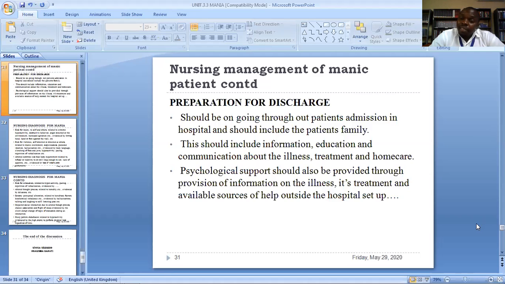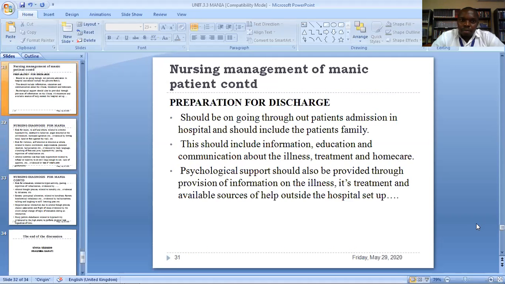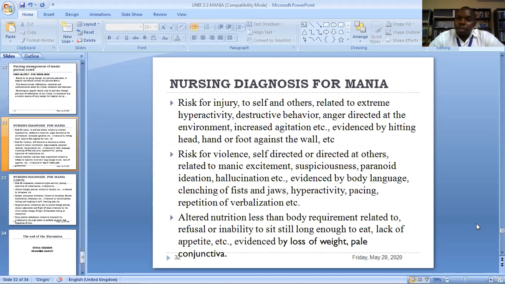Involve some diversional therapy where you involve the patient in activities like football, or netball if they are female. This at least diverts the mind of the patient away from money. Risk injuries to self. So that is the general nursing care that you can offer to a patient with mania.